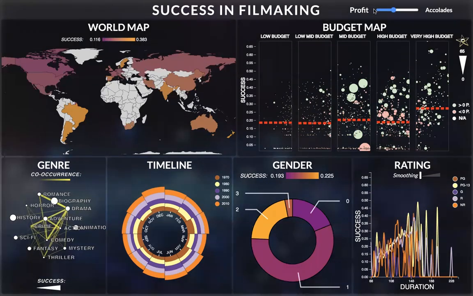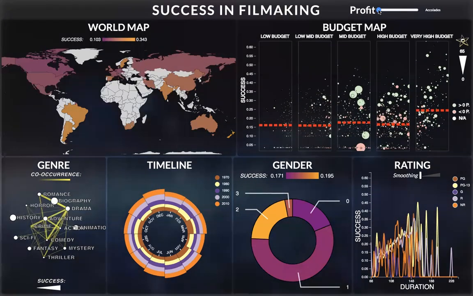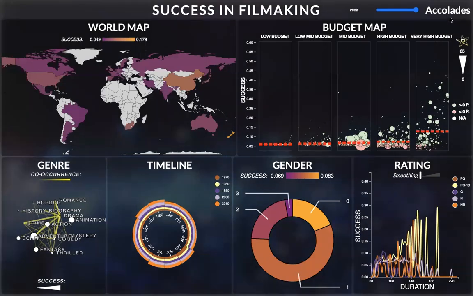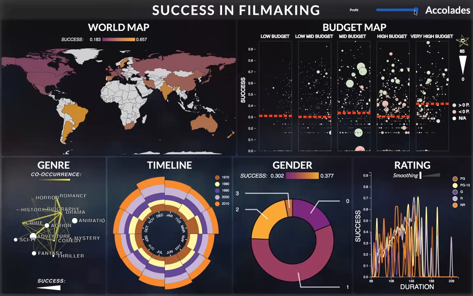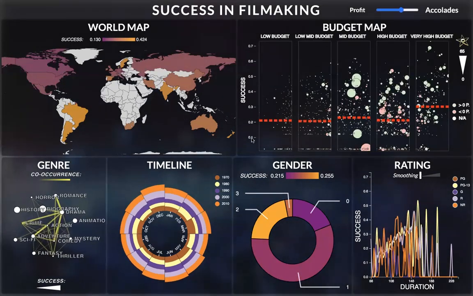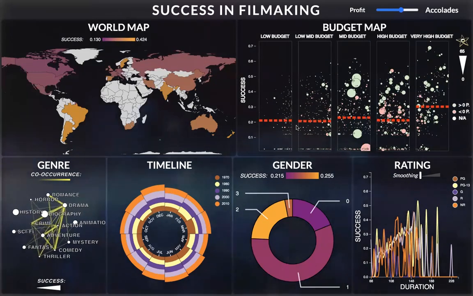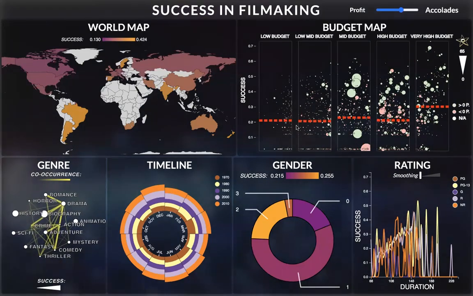So on the left hand side, this would represent all the profit and no accolades. On the right, it will represent all the accolades and no profit. Basically, this slider represents the alpha times the weight given to each metric. The data set we have used has been scraped from the IMDB.